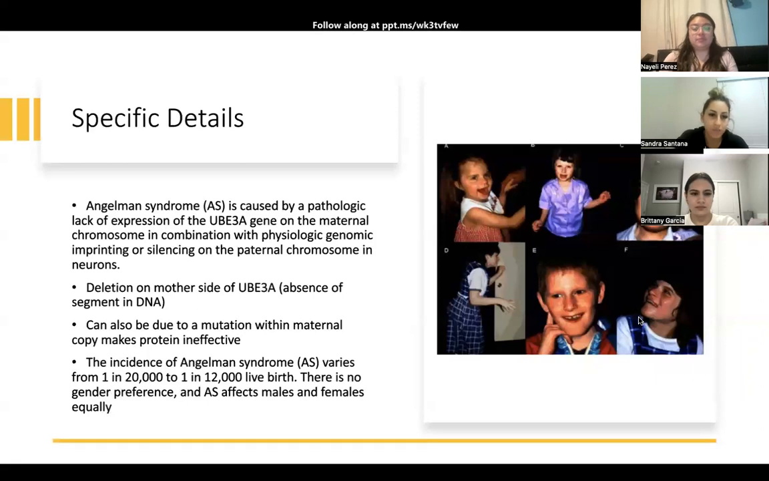Specific details: Angelman syndrome is caused by a pathological lack of expression of the UBE3A gene on the maternal chromosome in combination with physiological genomic imprinting, or silencing, of the paternal chromosome in neurons. A deletion on the mother's side of UBE3A, so having an absence of that gene, can also be due to a mutation with the maternal copy, which makes the protein ineffective. And the incidence of Angelman syndrome varies from 1 in 20,000 to 1 in 12,000 live births. And there's no gender preference. It can happen in either male or female.